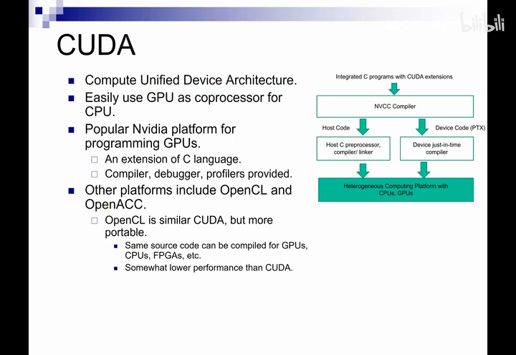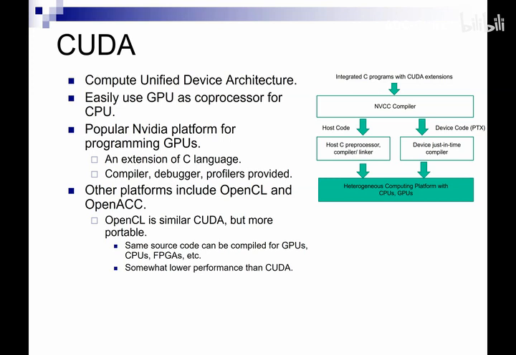Now, besides CUDA, there are other ways to program GPUs. For example, there's an open standard called OpenCL, and there's also something called OpenACC. OpenCL is quite similar to CUDA, so if you know CUDA, then you can learn OpenCL in an afternoon. It's very similar to CUDA, both conceptually and syntactically. But the advantage of OpenCL is that it's more portable than CUDA. For example, OpenCL also works on AMD GPUs.